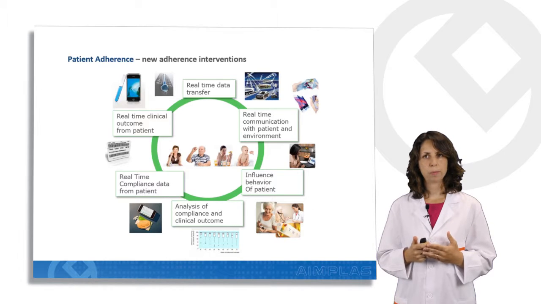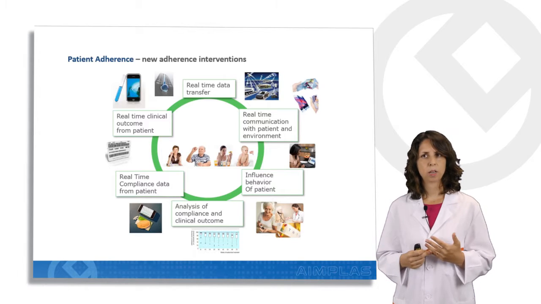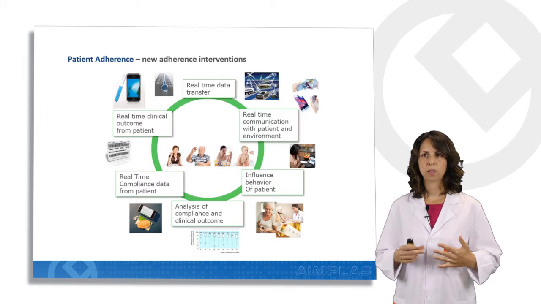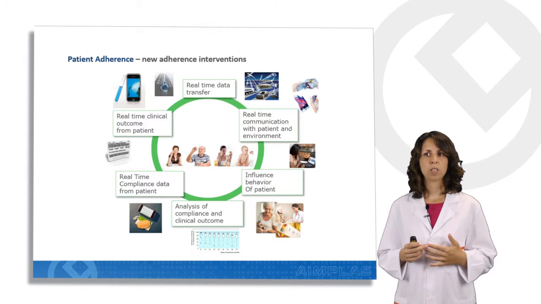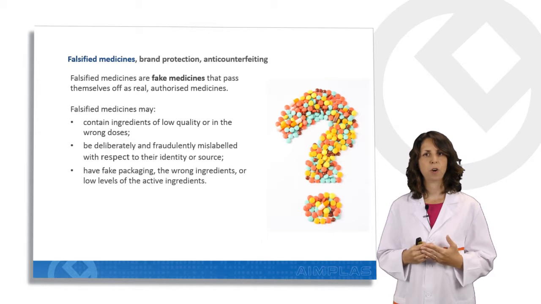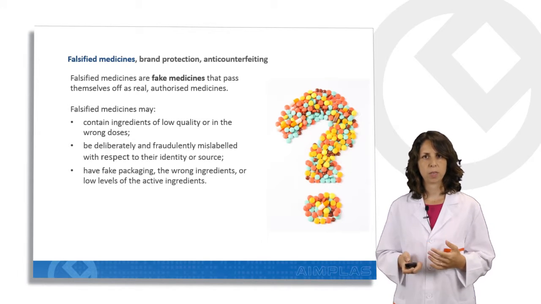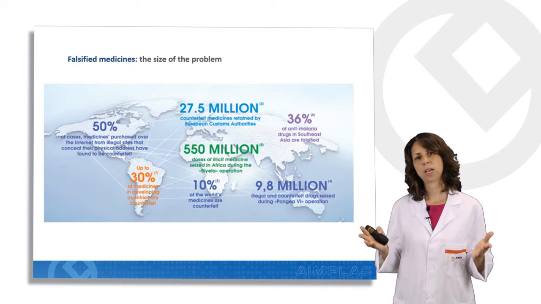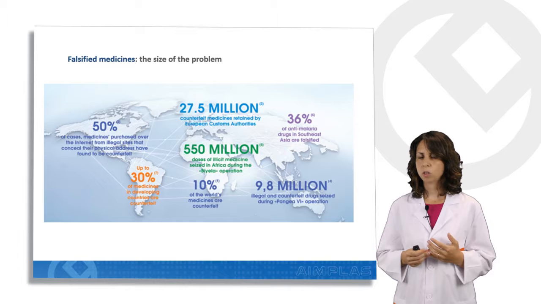For this kind of problems, there are new adherence interventions, for example, real-time clinical outcome, real-time data transfer, real-time communication, influence behavior, and so on. Another big problem is regarding falsified medicines and brand protections. Falsified medicines are fake medicines that pass themselves off as real or authorized medicines. Here we can see the size of the problem, but there is not only an economical problem, but also a health problem.